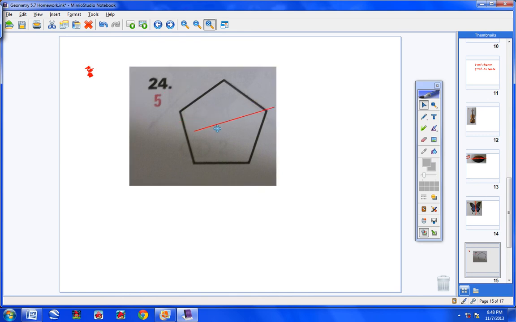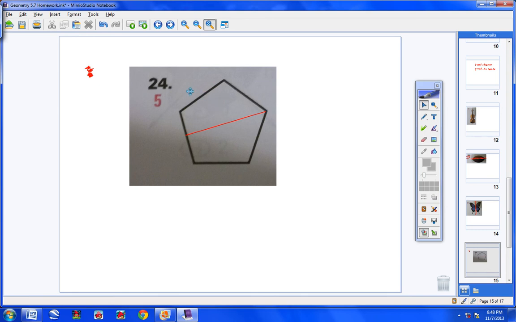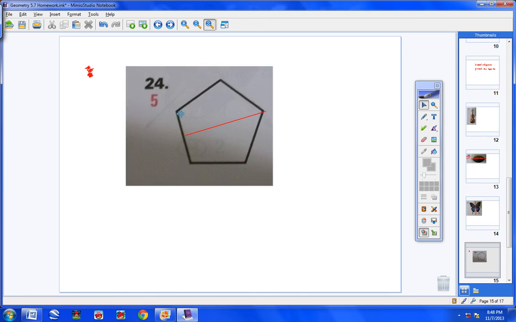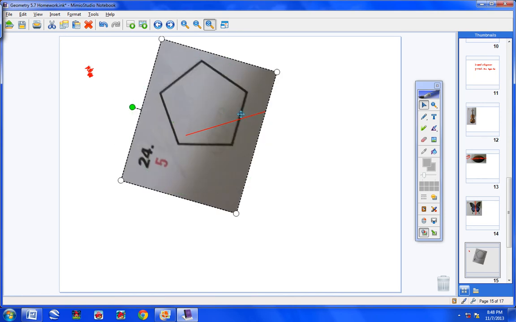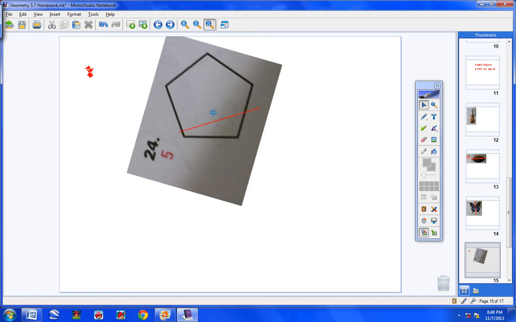Should have brought that down here with me. There we go. Sure it would. Definitely. Guess we can't group that together. But anyways, if you were to rotate this thing, of course the red line won't go with it, so it's not going to help any, but anyways, it would definitely cut this in half.